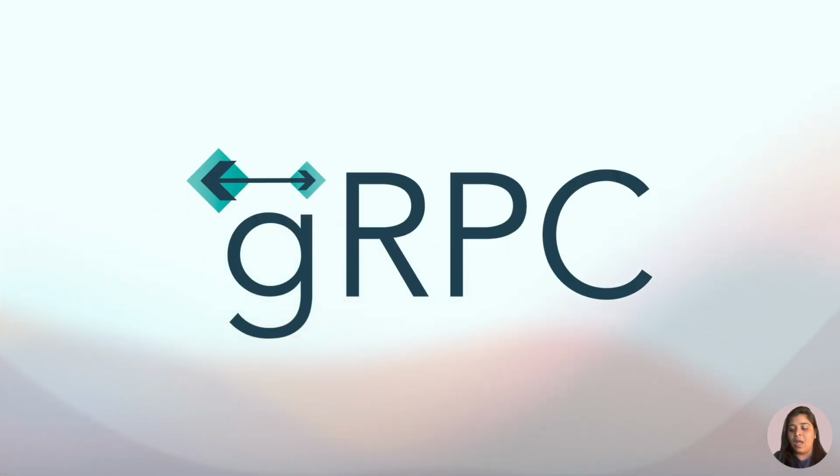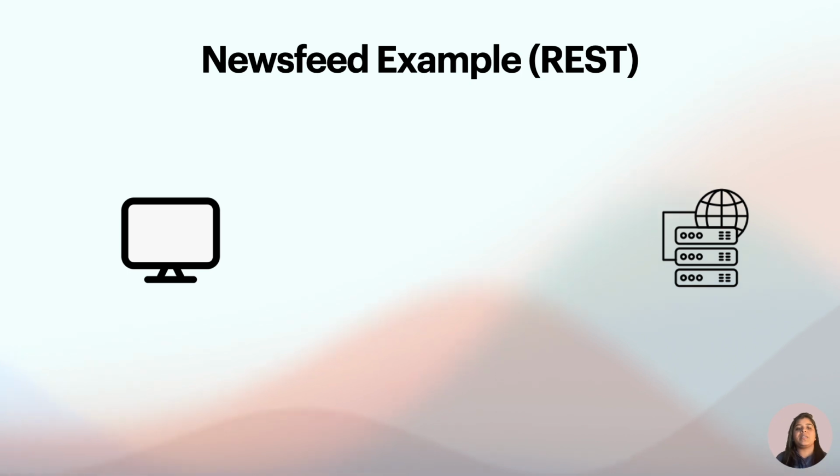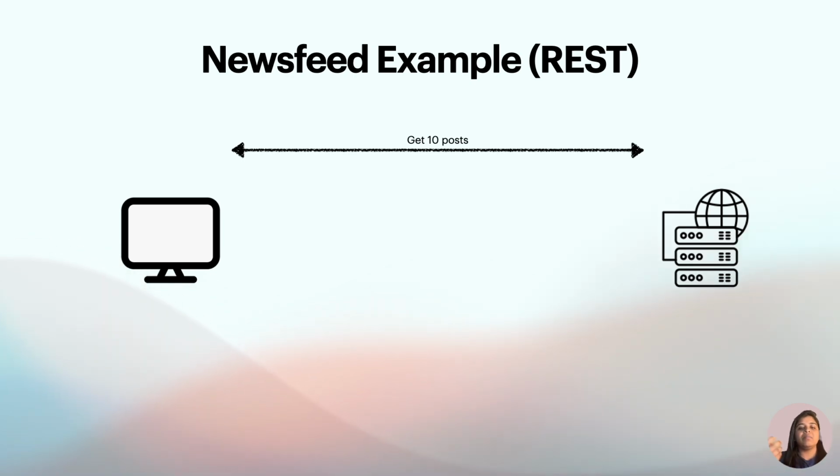And I would really like to tap into Arpit's example from earlier. So let's say you still have a newsfeed, and this time I'm using REST to ask for a specific endpoint, I guess. So let's say your newsfeed wants to display 10 posts. So it says, hey, get me 10 posts from the server.